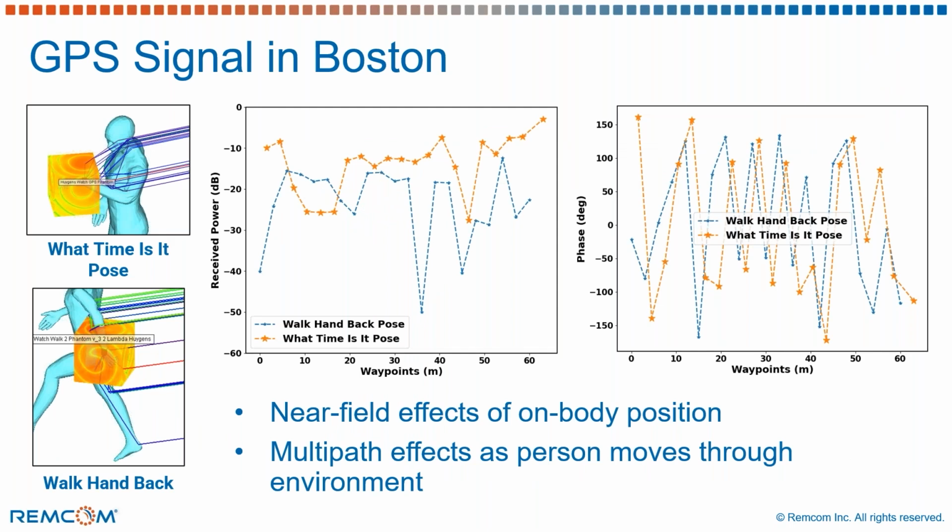Here's just a quick example of how different poses, same watch, same wrist, but different poses of a body through a city will affect the results as well. Receive power here, orange and blue representing the what time is it pose and the walking with the hand back pose. And you see over time how both the power and phase are changing.